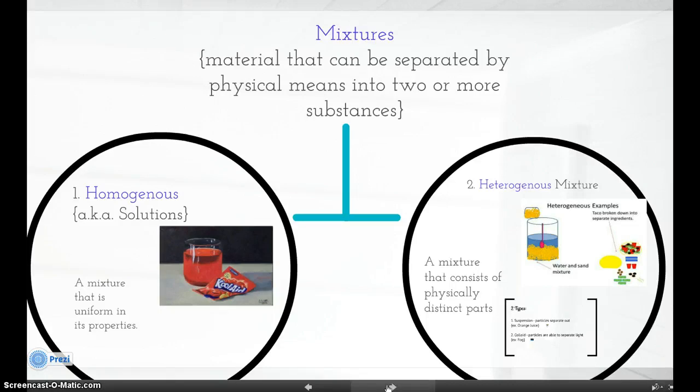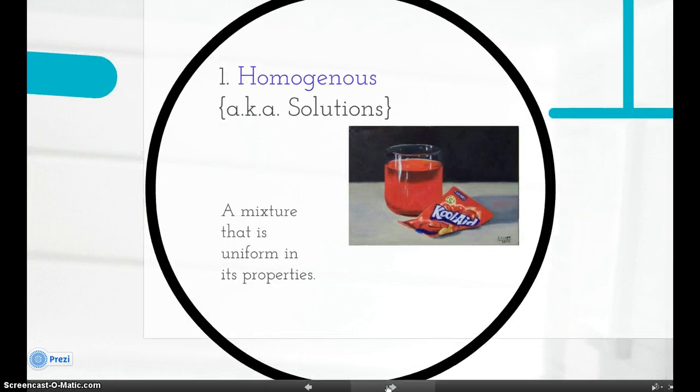These things are generally easy to identify, but they can be tough to identify the two types, homogeneous and heterogeneous. So homogeneous mixtures are also known as solutions, and it is a mixture that is uniform in its properties. Like you can't actually tell that it's mixed together. In this glass, you can tell that there's something red in there, so you might assume it's Kool-Aid, but if it was clear, like if you can buy those clear Kool-Aid packets and put it in there, you might not know that it actually wasn't water.